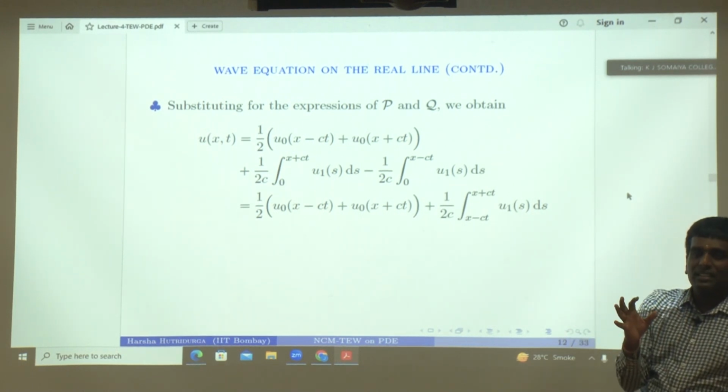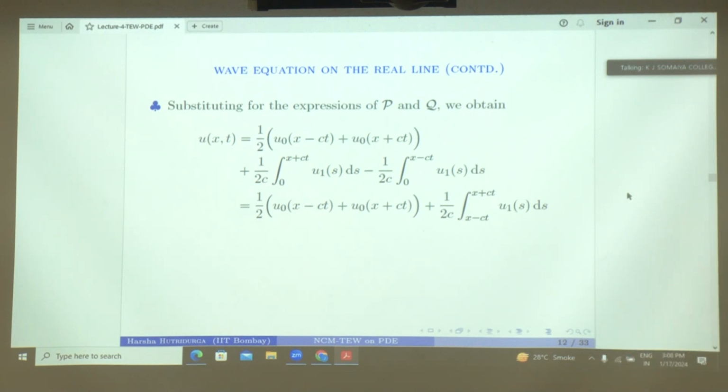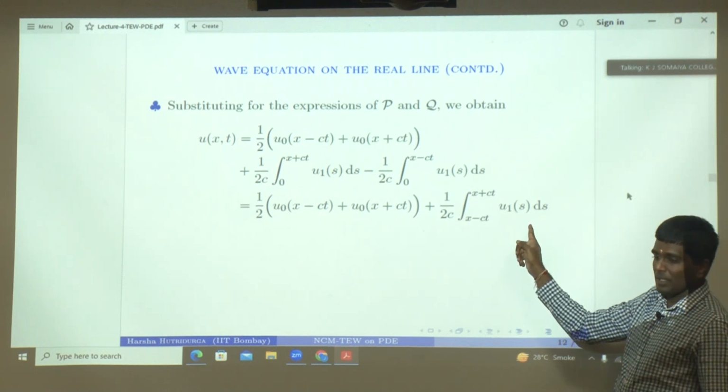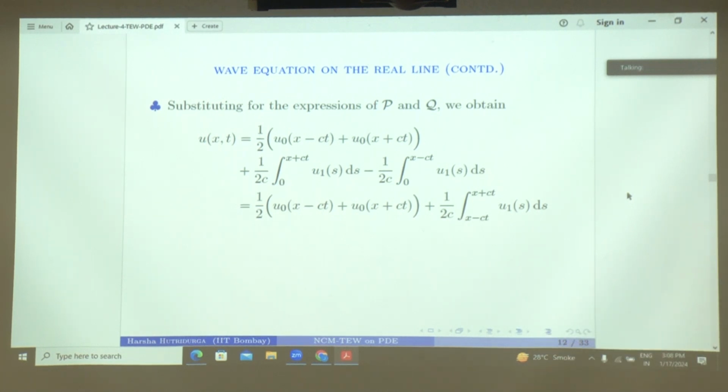And we were after a recipe to write down the solution u, right? If you are given u naught and u1, how do you write down the expression for u? And D'Alembert succeeded in this. He says, if you are given the wave equation, utt is equal to c square uxx, and you are given this data, u of x comma 0 is u naught of x, and ut at x comma 0 is u1 of x. So this is the standard initial value problem.